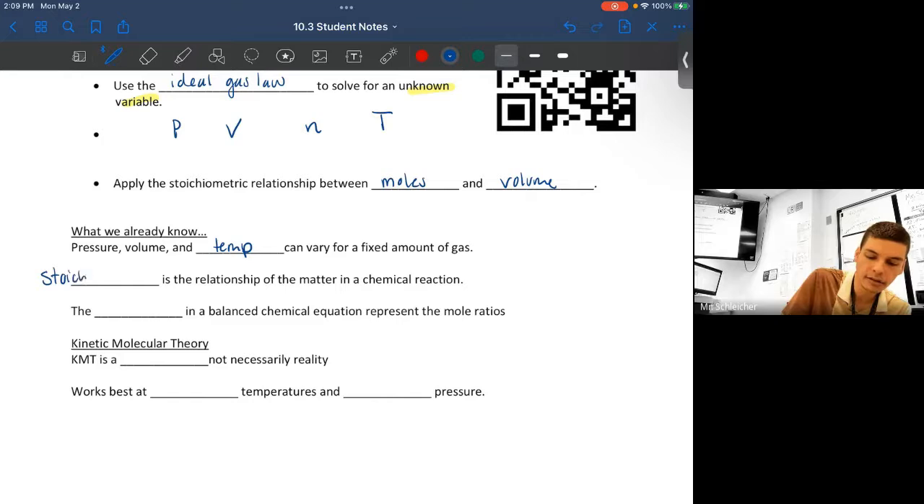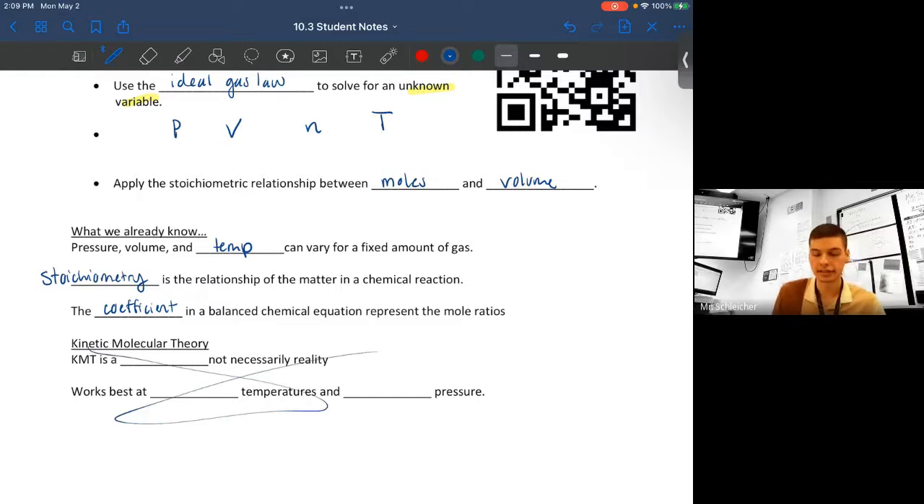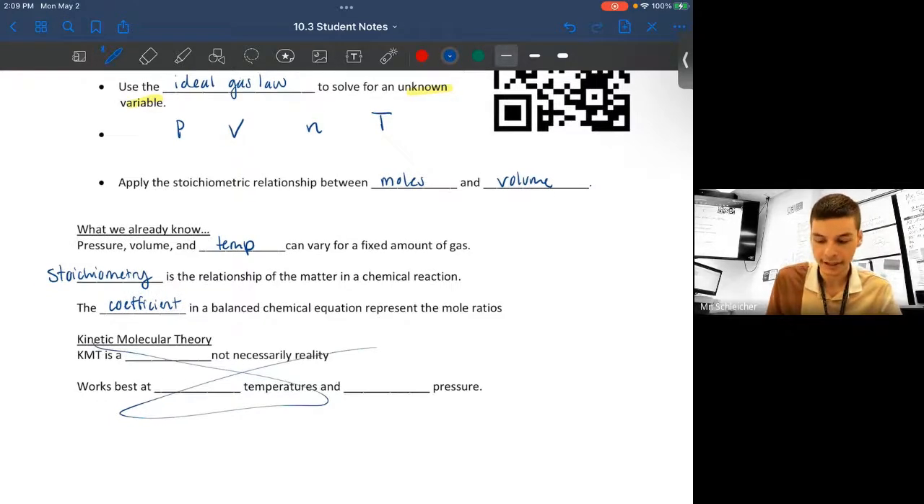Stoichiometry, or dimensional analysis, is the relationship with the matter in a chemical reaction. It's how we convert from moles to grams, moles to moles, things like that. And don't forget that the coefficient in a balanced chemical equation represents the mole ratios that we have. Now let's go ahead and skip this next part. We talked about that last lesson.